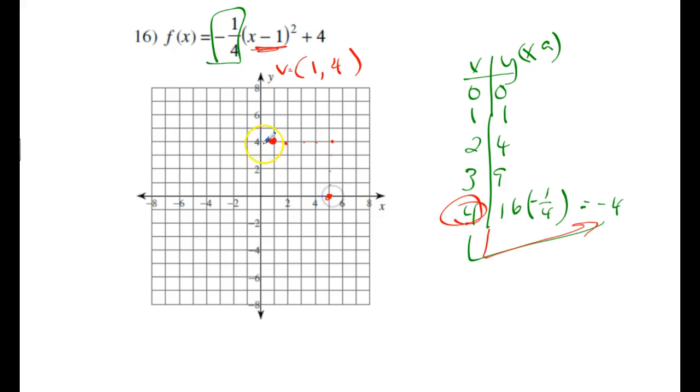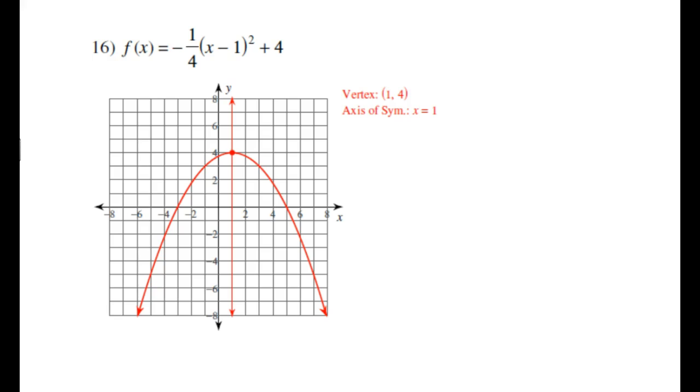So fractions make it fat. Over 1, 2, 3, 4. 1, 2, 3, 4. So those are the points that I would use. 3 points to determine a parabola. If you wanted to find additional points, you could. But I think that's enough. If you have any questions, please feel free to email me.